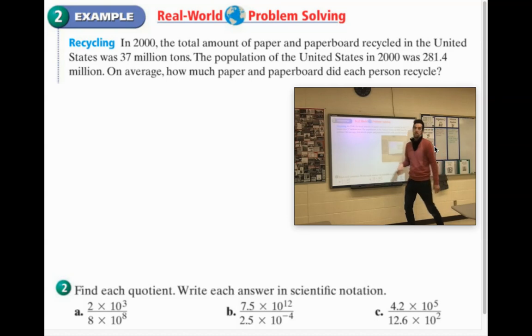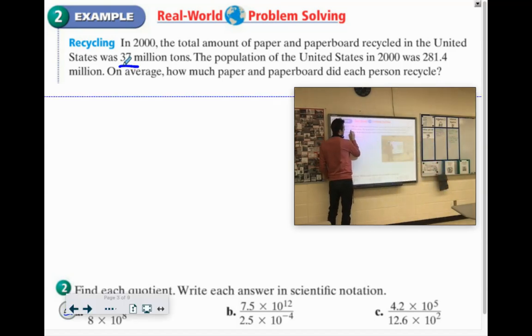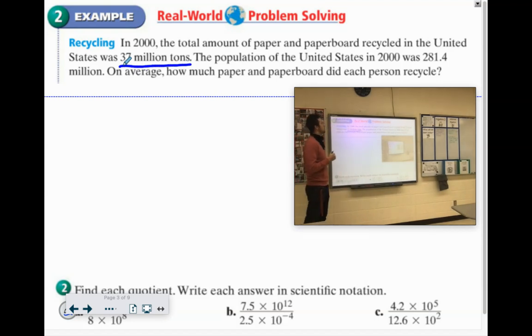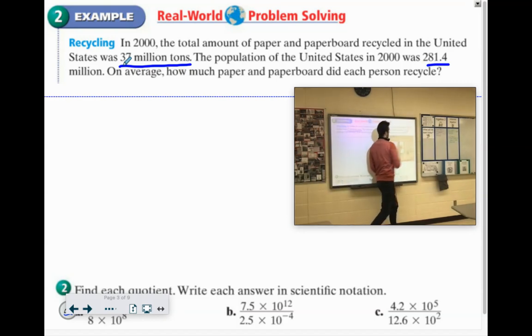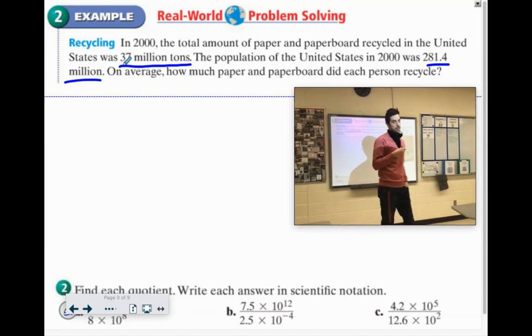There we go. In 2000, the total amount of paper and paperboard recycled in the United States was 37 million tons. I bet we're going to need that number. The population of the United States was 281.4 million. We'll probably need that as well. On average, how much paper and paperboard did each person recycle?